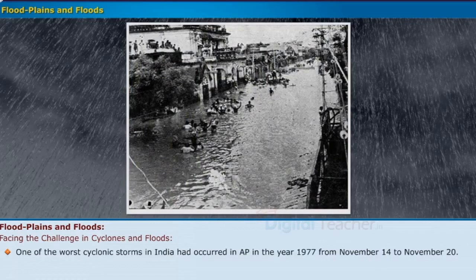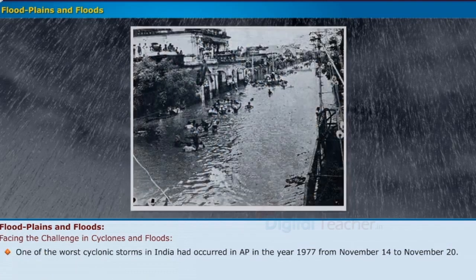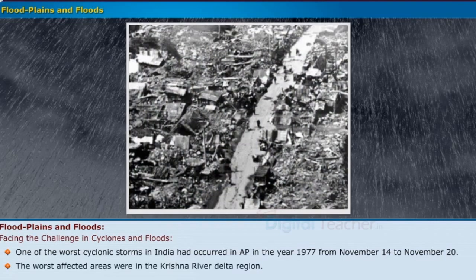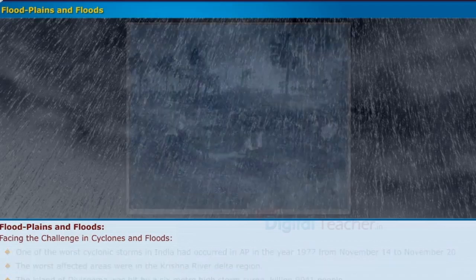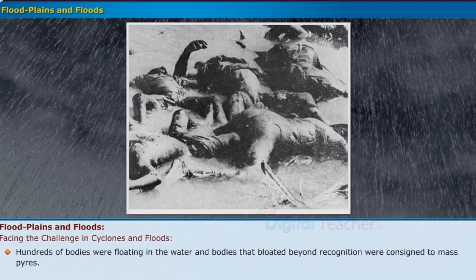One of the worst cyclonic storms in India occurred in AP in the year 1977, from November 14 to November 20. The worst affected areas were in the Krishna River Delta region. The island of Divisima was hit by a 6-meter high storm surge, killing 9,941 people. Hundreds of bodies were floating in the water, and the bodies that floated beyond recognition were consigned to mass cremation.